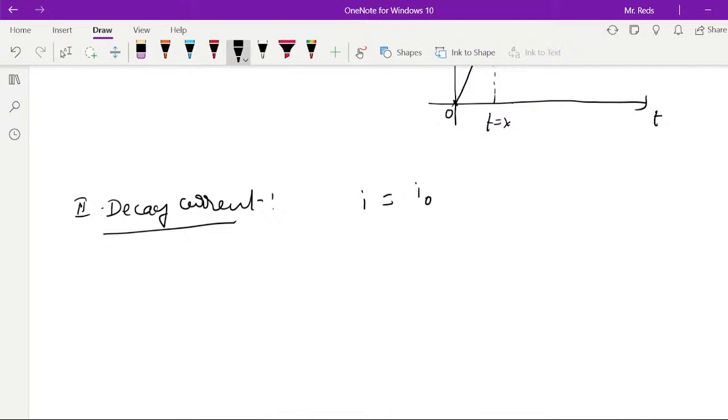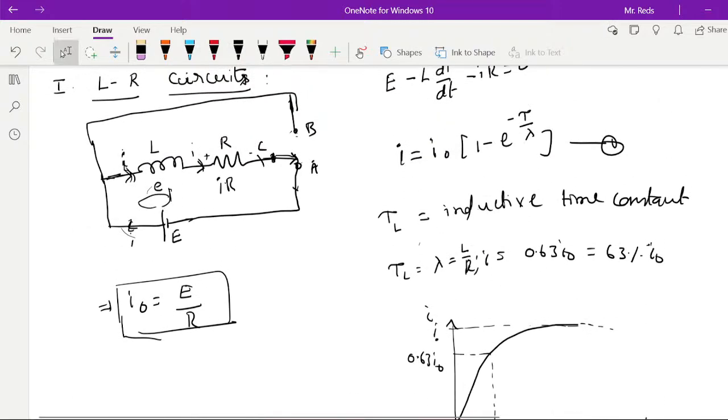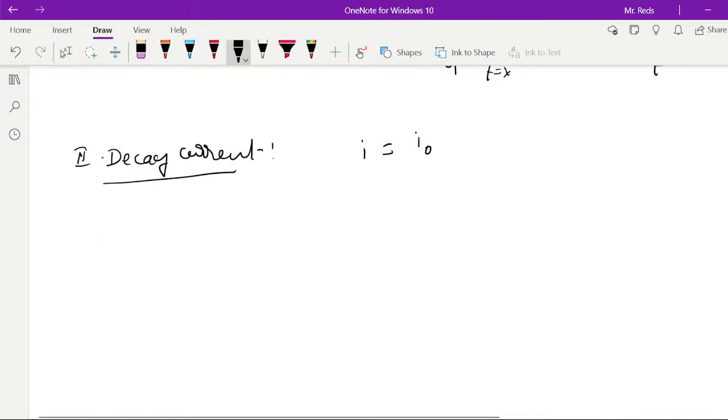In the above expression, at time t equal to 0 it becomes 0, whereas the maximum current, after infinite time, is when e power minus infinity is 0. The steady current takes relatively infinite time. So at infinity it is I naught, and from that value it is supposed to decrease. That is given by I equal to I naught into e power minus t by lambda. Again, lambda is the same inductive time constant. This is the decay constant actually.